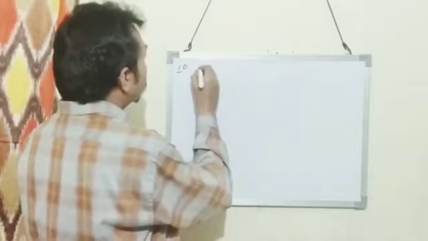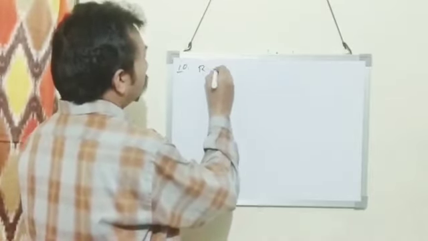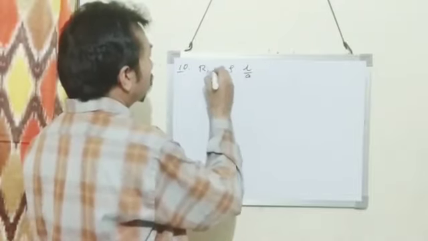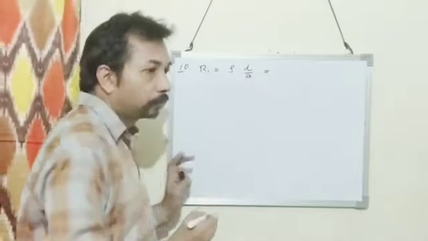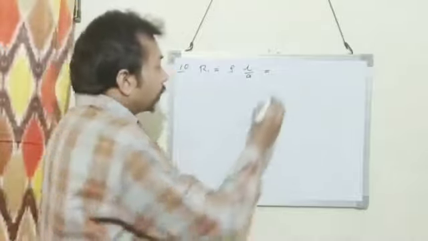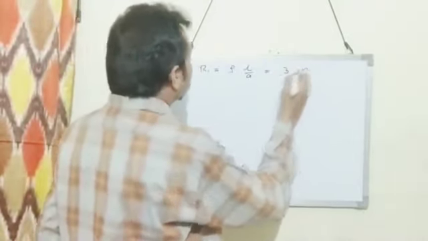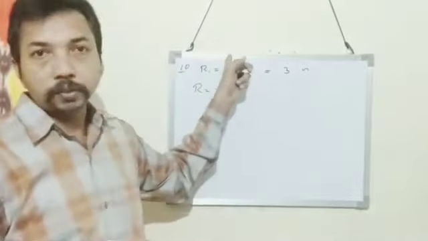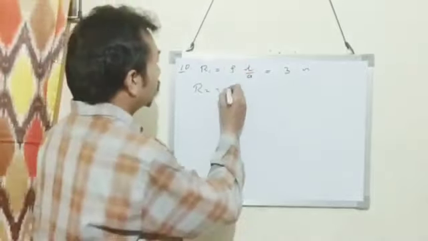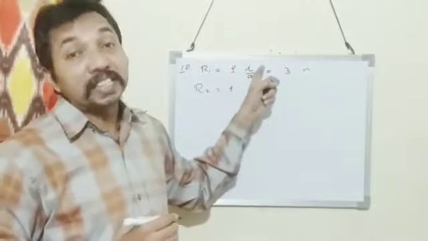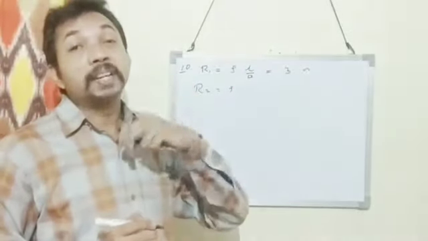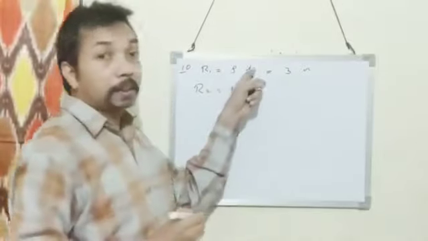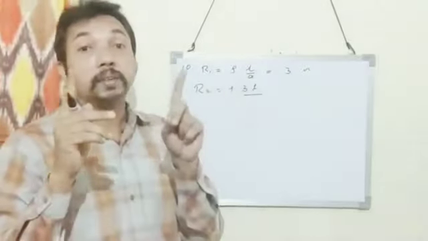First, the resistance formula is specific resistance into L upon A. The initial resistance is given as 3 ohm. So this is the first case. Now the next case: on stretching, the length becomes 3 times. When length becomes 3 times, area of cross section becomes 1/3.